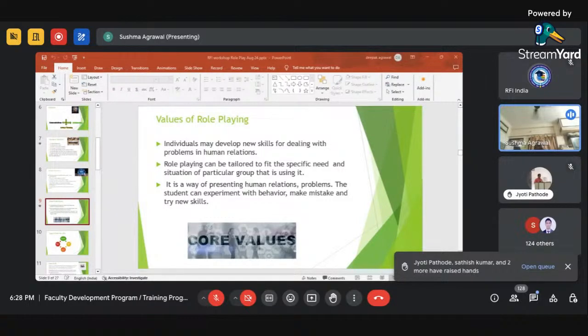Secondly, in case they are living alone, how are they tackling their life if they are ill? How to overcome such types of problems? Such things can be developed with the help of role playing activity.